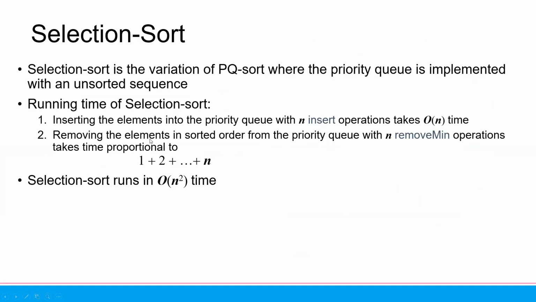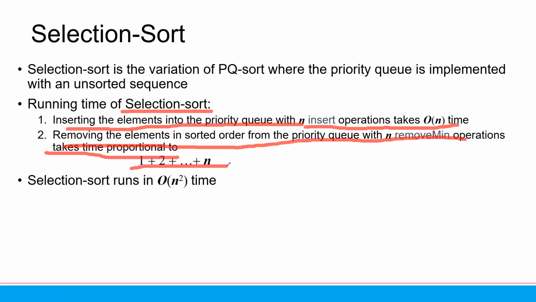In the selection sort, first we insert the elements into the priority queue, and the insert operations will take n times. So we do the insertion in O(n) time, and then remove the elements in sorted order from the priority queue with n remove min operations, which also takes n times. So the selection sort will run in n squared.